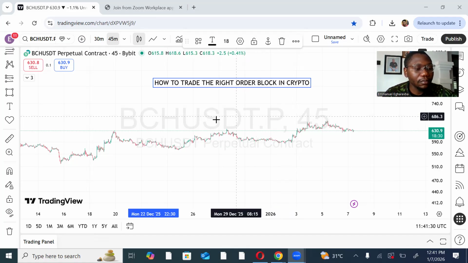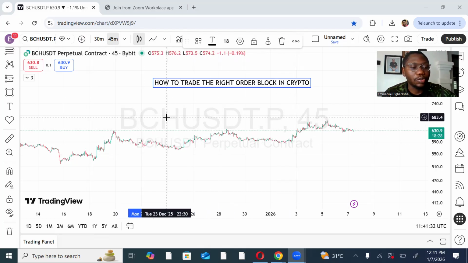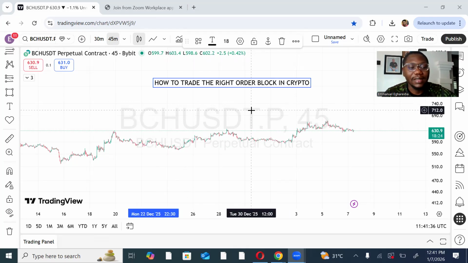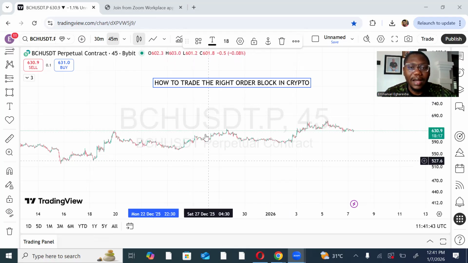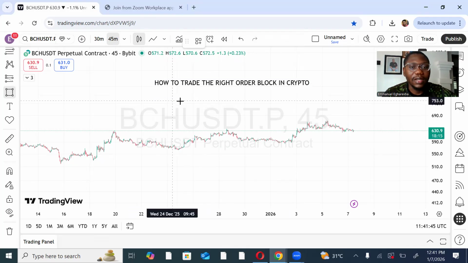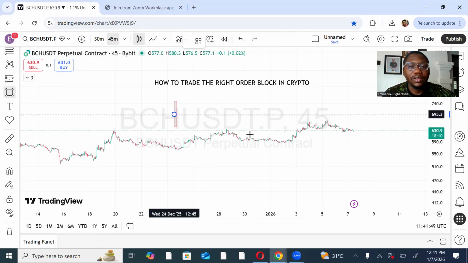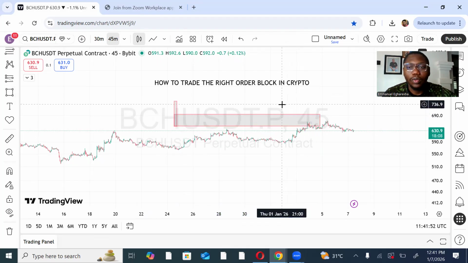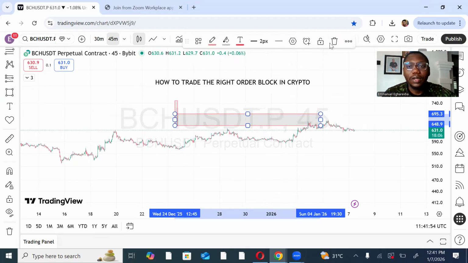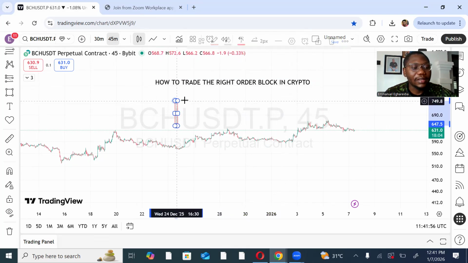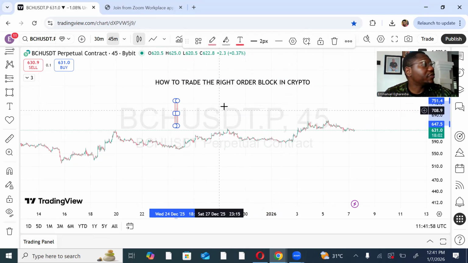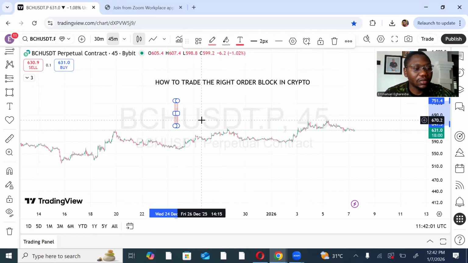Now, here's what most traders actually do wrong. They mark the first candle they see and enter immediately. No, that's not how real order blocks are traded, okay? You don't just mark any candle randomly like this and then mark it as your point of interest. No, you don't do this. There's always an order flow for the market. That's not a real order block strategy.